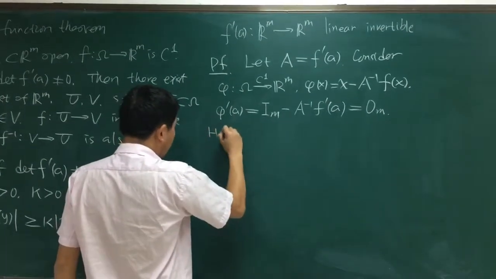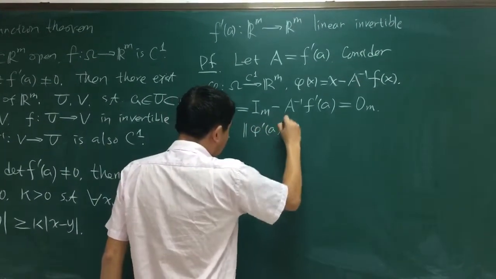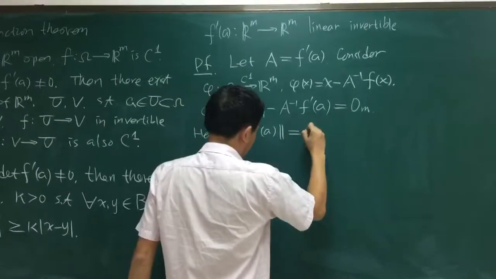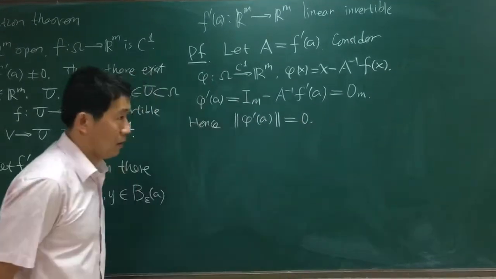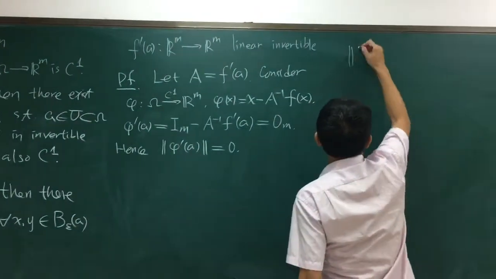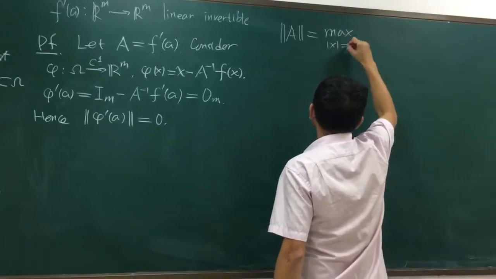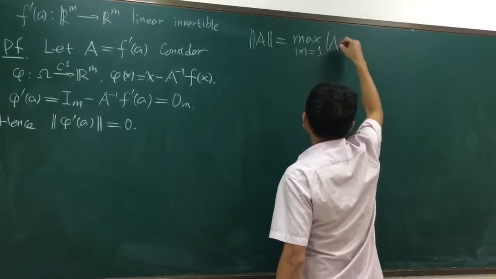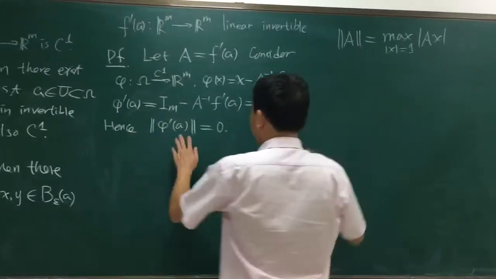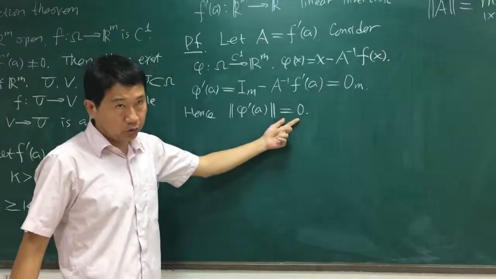Hence, the metric norm of the derivative of phi at a is 0. Do you remember what the metric norm means? The metric norm of a metric is the maximal value of this function over the unit sphere. So this is the metric norm. If this is a 0 metric, of course the norm is also 0. Okay.